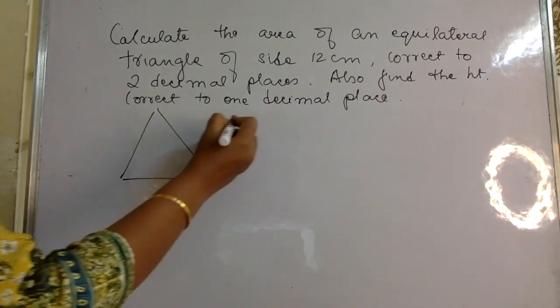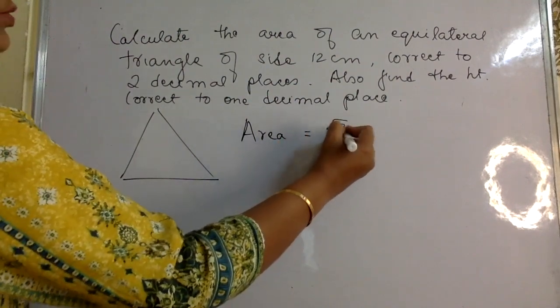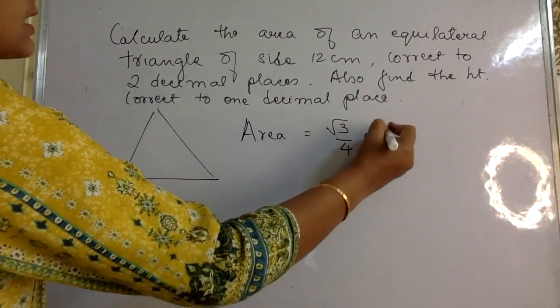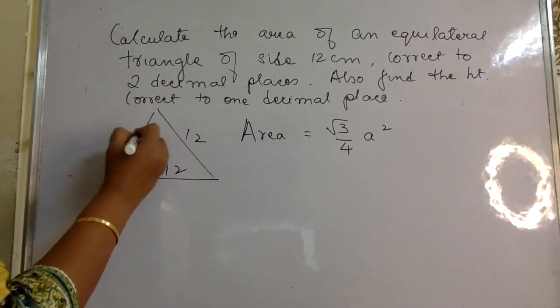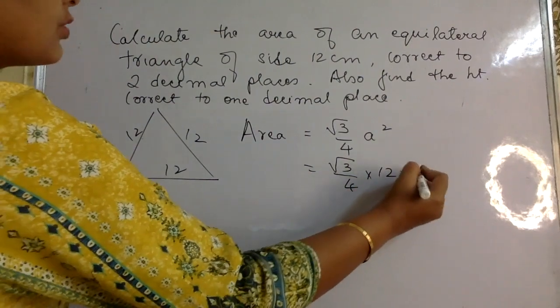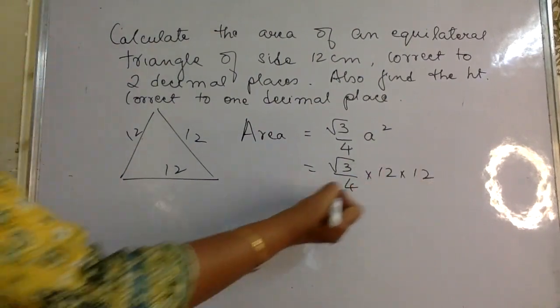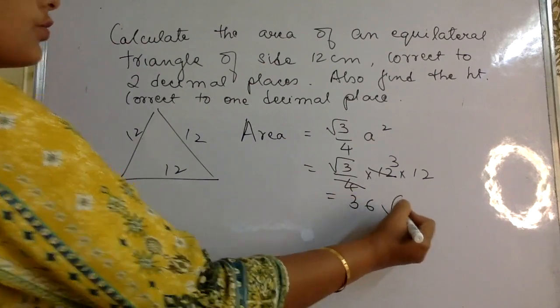The area of an equilateral triangle is root 3 by 4 into a square, where a is the side. Now here a is 12. So it is going to be root 3 by 4 into 12 into 12. No need to make it 144. This is 3, so it becomes 36 into root 3.